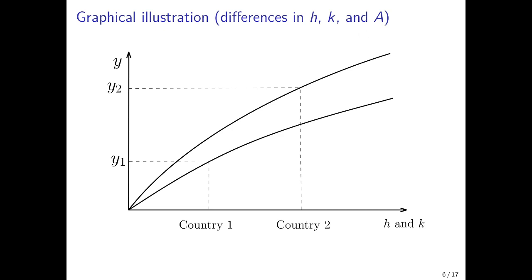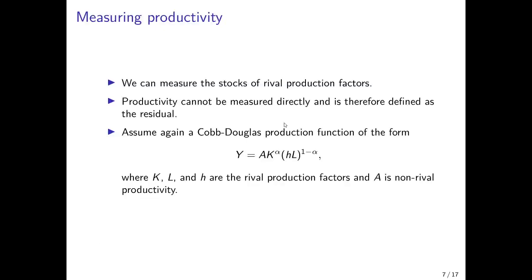That's exactly what we will look at now from this cross-country perspective that we had before in the previous lectures. Now the question might come up why we look at productivity as the last component. Here this is mainly a measurement problem. We can measure, in principle at least, the stocks of rival production factors, physical capital per worker and human capital per worker. Of course, we can only do this imperfectly, by proxying the different components.